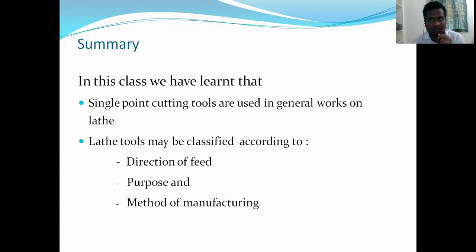For right-hand tools, the cutting edge is at the left-hand side. For left-hand tools, the cutting edge is at the right-hand side. Right? So these are the tools based on the direction of feed. And the purpose means what operation is going to be done, that is facing operation or parting operation or cutting operation, right? Based on that operation, tools are divided. And the method of manufacturing, based on manufacturing methods we can divide it into solid tools and tipped tools. Solid tools and tipped tools, right?